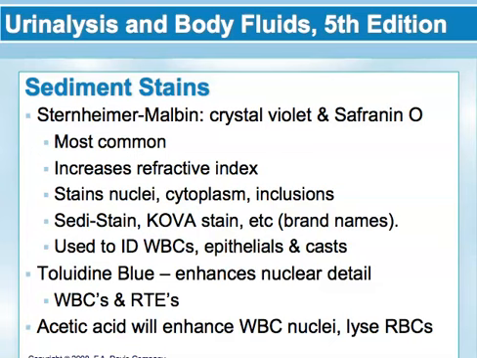Toluidine blue is another one. This is a metachromatic stain, meaning that it will impart a different color on what it is staining than the color of the original dye. It is used to enhance nuclear detail, so it's helpful in differentiating between white cells and renal tubular epithelial cells, which originate from the renal tubules. We'll be going into more detail about those types of cells soon. This stain is also used to examine cells from other body fluids as well.